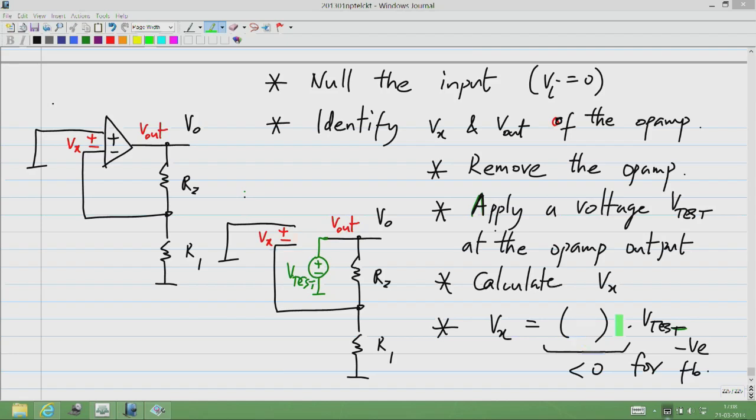Vx will be some number times Vtest, and that number has to be smaller than 0. That is, the multiplying factor has to be negative. If it is negative, then this op amp in the original circuit is in negative feedback. What it means is Vx has a contribution due to Vout, which we tested by applying this Vtest in place of Vout. That contribution is negative if this number is negative. That is the meaning of the op amp being in negative feedback. We'll test it out for this circuit.